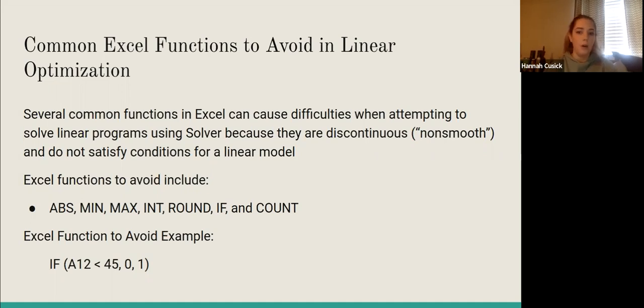And an example of one of these functions here is IF A12 is less than 45, 0, else 1. And this would not work because the cell value jumps from 0 when the value of cell A12 is less than 45 to then 1 when the cell value of A12 is greater than 45. And this wouldn't work because in such situations, the correct solution may not be identified.